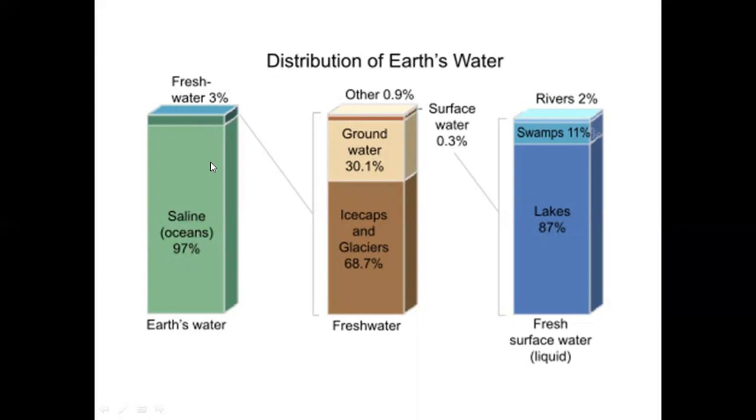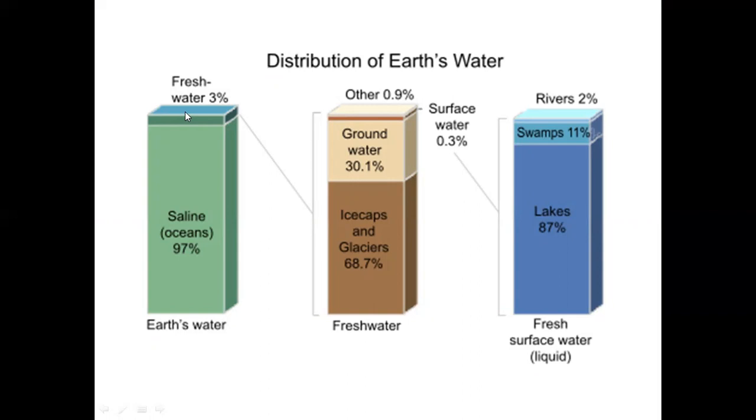Out of 100% of Earth's water, 97% is in the form of oceans and seas, and it is completely saline. Its ppm will be greater than 30,000 ppm. Okay, it's a very high ppm and it is very saline water. We will be unable to use it for drinking and washing purposes. That is how Earth's water is there.